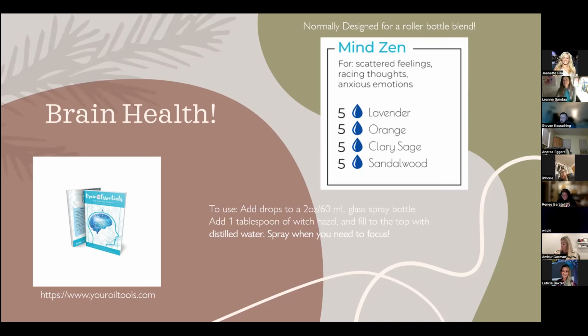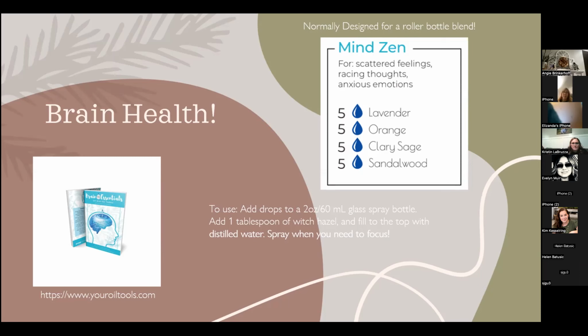Again, it's designed for a roller bottle blend, so I could recommend it also for the roller bottle blend. It's in this book that's in the picture. This is where it came from specifically, but you can turn it directly into the spray. Like I said, if you've got another recipe that you really like, you can turn it into a room spray also. And then the last one I want to go to quickly.